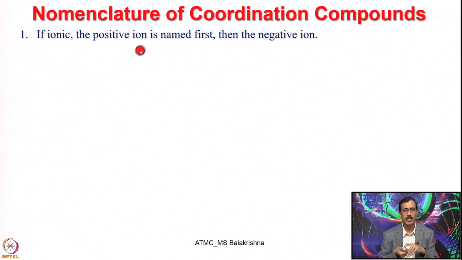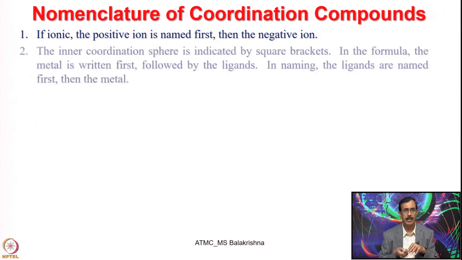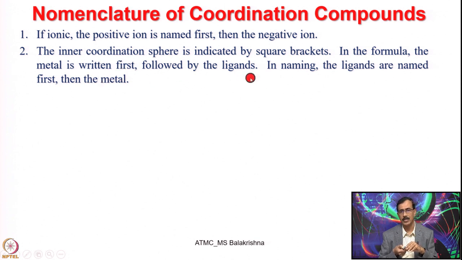If ionic, the positive ion is named first, then the negative ion. You should remember, if the complex is ionic and cationic, the positive ion is named first and then the negative ion at the end. The inner coordination sphere is indicated by square brackets. While writing the formula, the metal is written first, followed by the ligands. Here it does not matter whether you write in alphabetical order or not, but the metal should be written first in the square bracket, followed by the ligands.